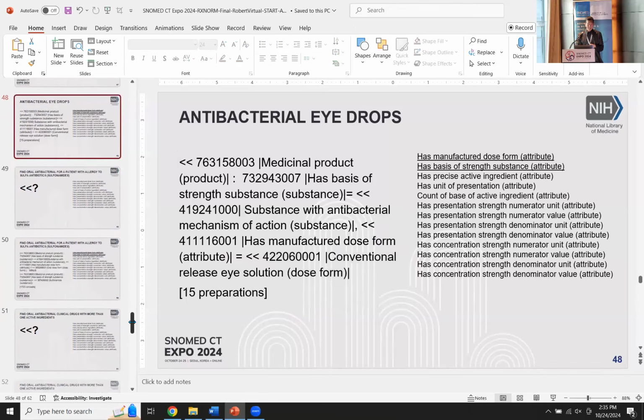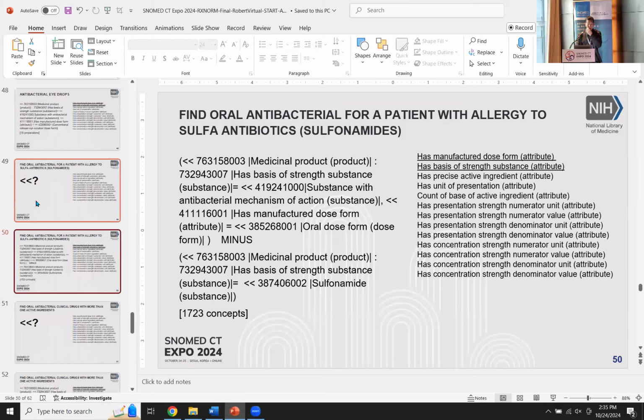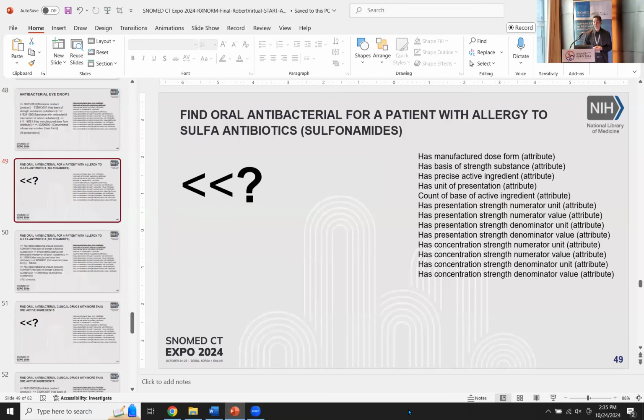So the next example is, again, slightly more complicated. Let's say we have a patient who needs to be put on an oral antibiotic, but the patient is allergic to sulfur antibiotics. So how can we exclude the sulfonamides from the list that is being retrieved, right? Any suggestions? Minus. Yes, just minus. Very good, Susan. But minus what? We have to find the sulfur antibiotics. So how do you do that?